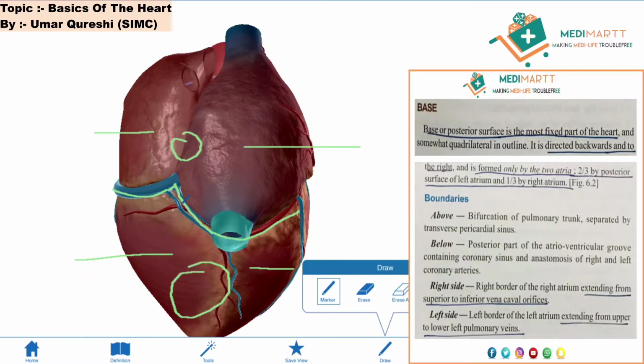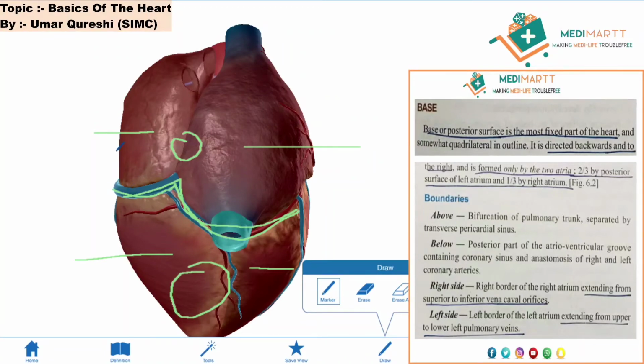So here it is written, the posterior part of the atrioventricular groove. There is also an anterior part of the atrioventricular groove on the anterior side. As this is the posterior side, the posterior part of the atrioventricular groove is present. The posterior part of the atrioventricular groove contains the coronary sinus and the anastomosis of the right and left coronary arteries. Okay, so there is a coronary sinus present over here. The basic supply of the heart is the right and left coronary arteries.